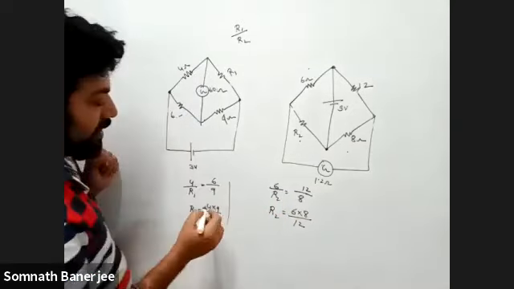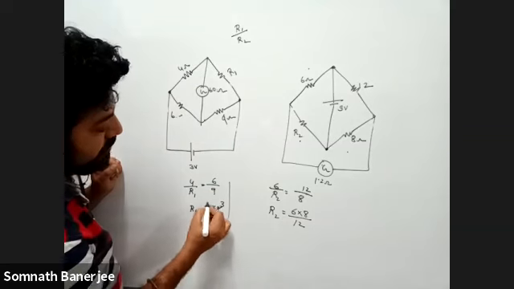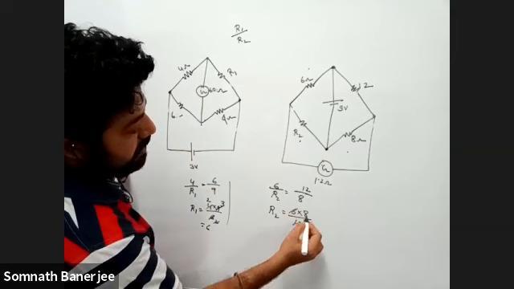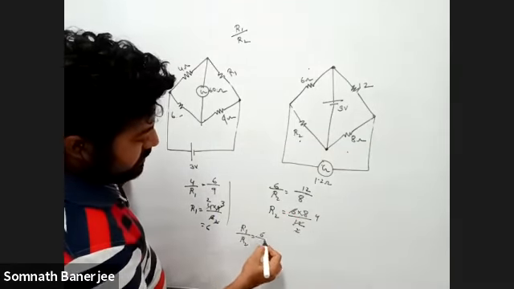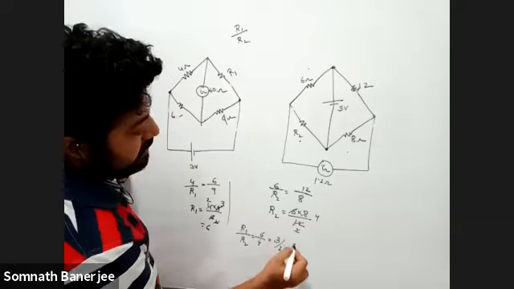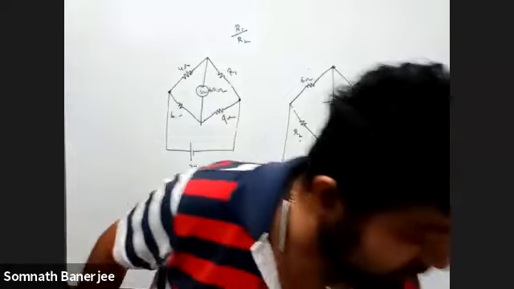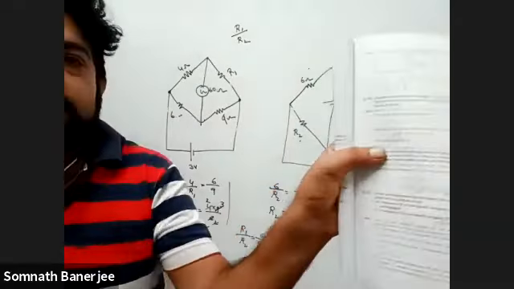So this one is 3, this one is 2. So this one is 2, that is 6. And this one is 6, 2 fours are 4. So R1 by R2 is 6 by 4. The answer is 3 by 2. So you understand why these are very, very important. The answer is 3:2. See the answer, 3:2.